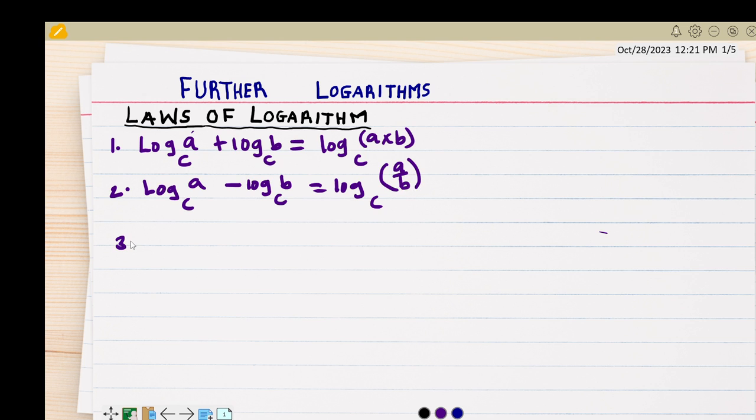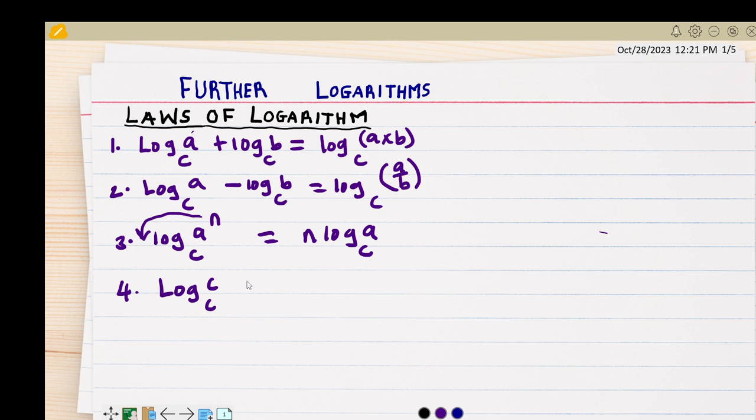The third law requires that if you have logarithm to base c of a to the power of n, then this one is the same as saying n log to base c of a, that this particular power can always be taken to pre-multiply the whole expression having the logarithm. Then the fourth law requires that if you have log to base c of c, this one will always be equal to 1. Then the other thing you need to know is that if you have the logarithm of 1, the answer will always be equal to 0.